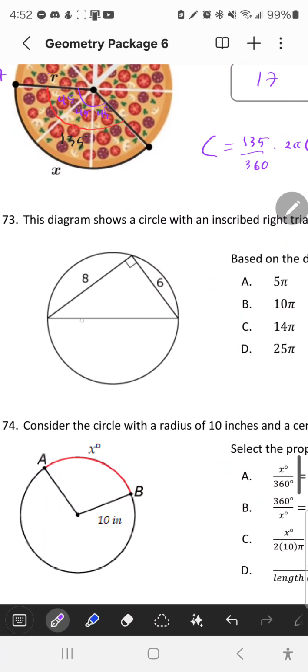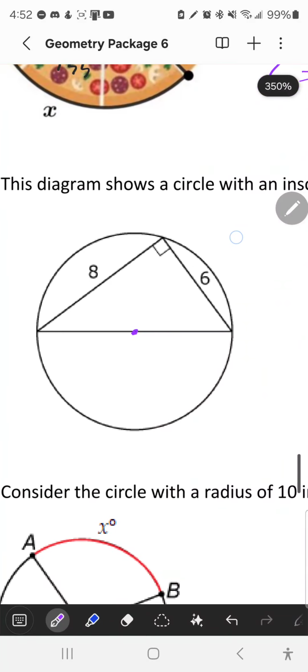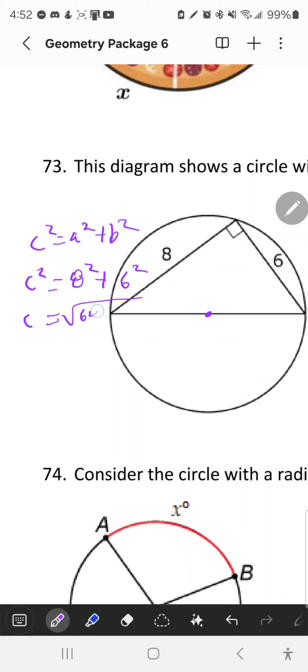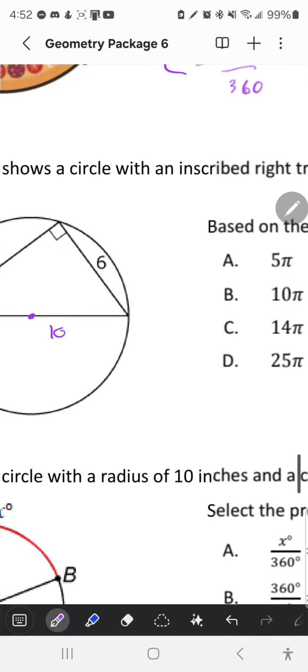Now we need to calculate r. This is the diameter, so I can use the Pythagorean theorem. I have that c squared is equal to a squared plus b squared. They're saying this is a right triangle, so c squared will be equal to 8 squared plus 6 squared. So c will be equal to the square root of 8 squared, 64, plus 6 squared, 36. 64 plus 36 is 100, and the square root of 100 is 10. So c, which is the diameter, will be equal to 10.